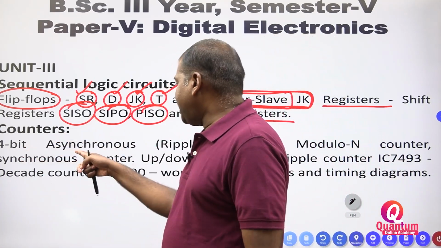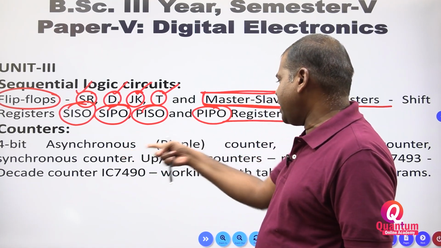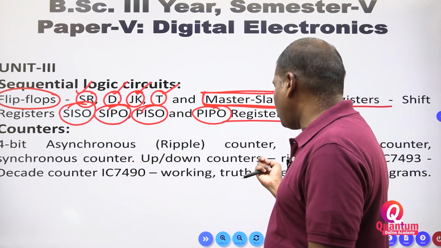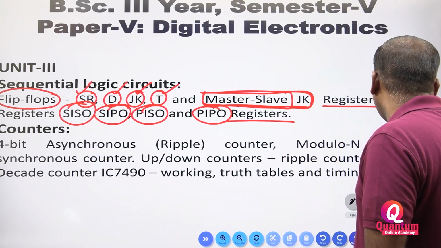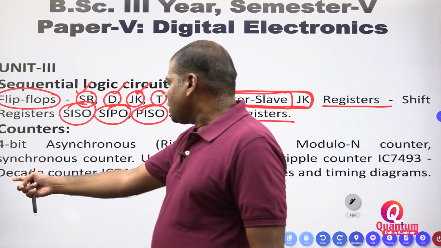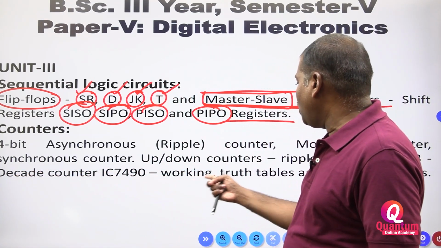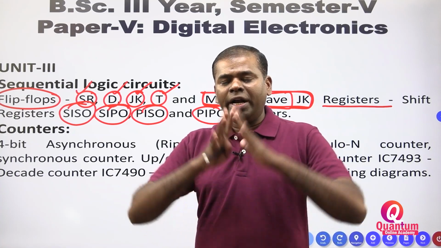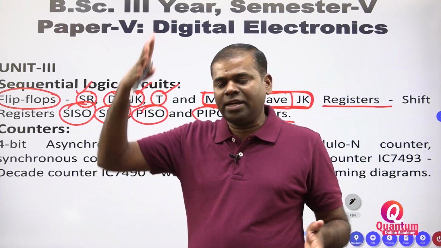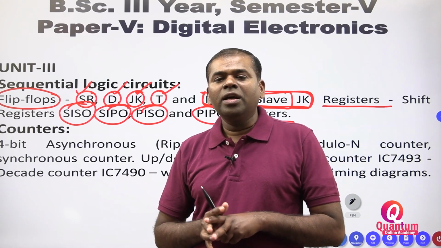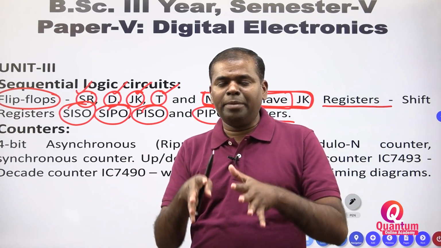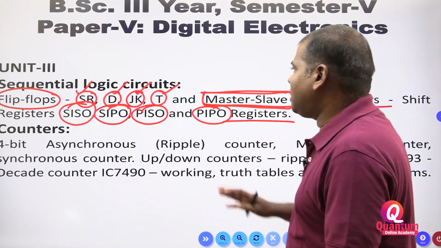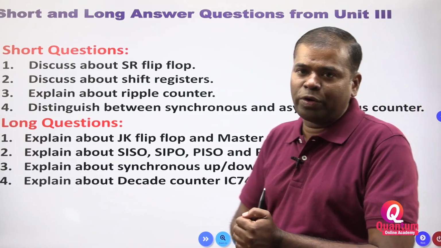Next, counter. 4-bit asynchronous counter. That asynchronous counter is a ripple counter. Modulo N counter. Synchronous counter, up and down synchronous counter you have to take, ripple counter, IC 7493, decade counter IC 7490, working, truth table and timing diagrams. These synchronous and asynchronous, 2 different varieties of counters are there. So their counters, truth tables and timing diagrams and their frequencies you have to learn from the third unit. How the questions will come you have to see.